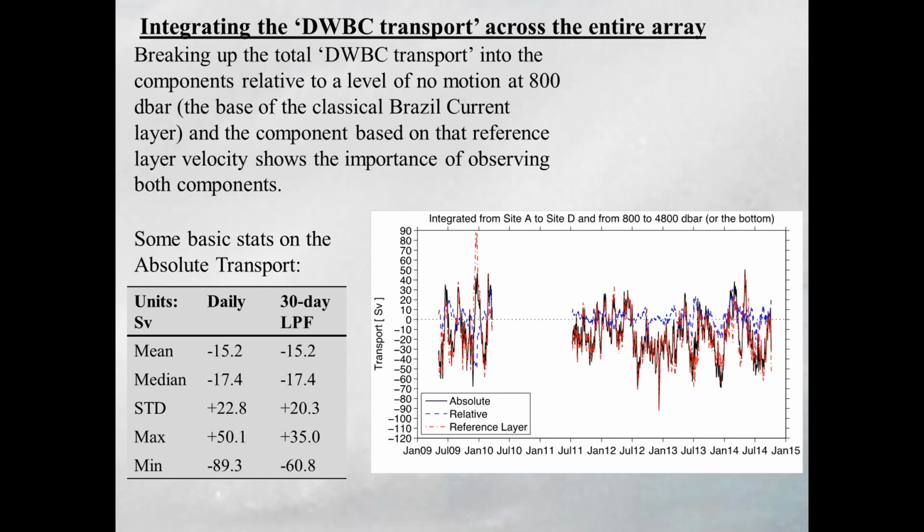So the baroclinic signal relative to the assumed level of no motion is important, but it's the smaller contributor to the total velocities. So in order to get the absolute velocity variability, you have to have absolute velocities. You can't make assumptions about levels of no motion and get anything that looks remotely like what the actual deep western boundary current transport in this area is. The other thing is the blue and the red are completely uncorrelated with one another. So you can't make an assumption about equivalent barotropic, for example. The variability is completely independent.